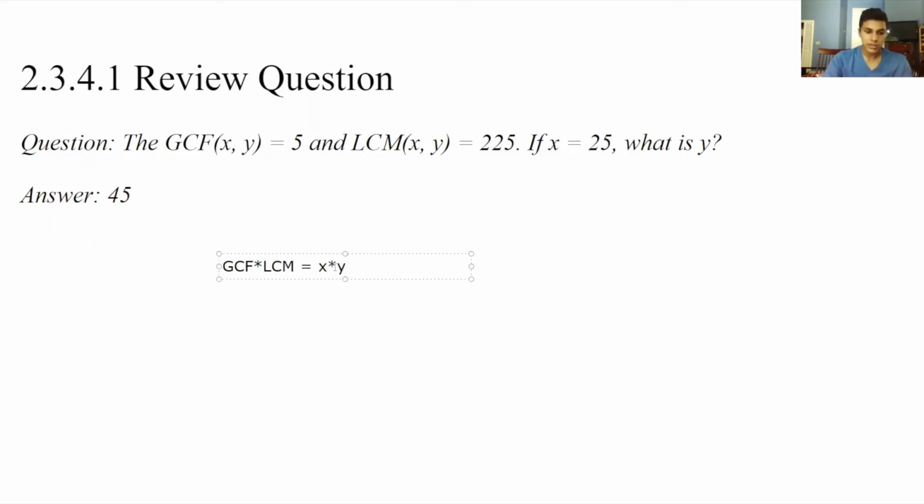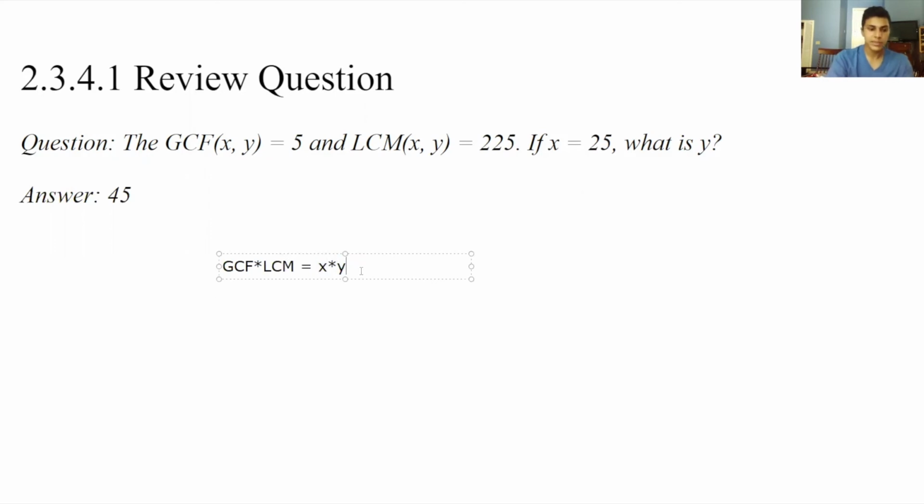And the reason I use this symbol for multiplication is because if I use the x for multiplication, well, that looks exactly like the variable x, which is why a lot of the times when we're talking about variables, we use this symbol for multiplication instead. So the GCF times the LCM of these two numbers will be equal to the two numbers multiplied by each other. Well, we already know the GCF and LCM of the two numbers, and we know what the value of x is. And all we have to do is find y.